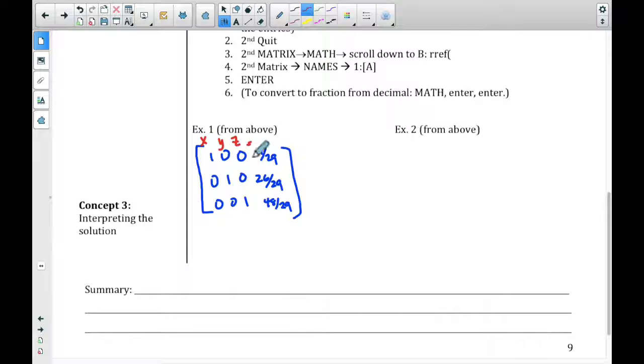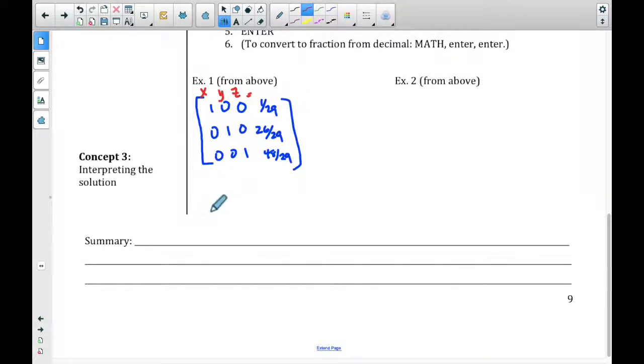And so what this row actually means, and you don't have to do this every time, but I'm doing it this time because it's the first time you've seen it. This row actually means 1x plus 0y plus 0z is equal to 1/29th. Or in other words, we could just say those drop off and we get x equals 1/29. So that's what this whole matrix means. It says that x is 1/29.